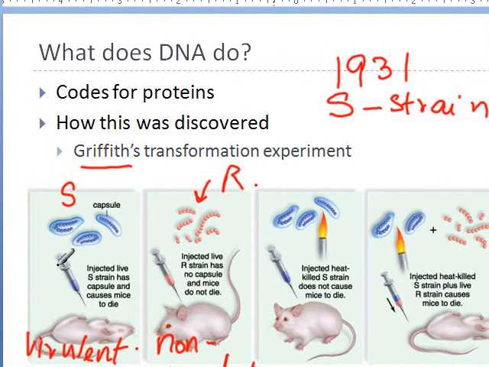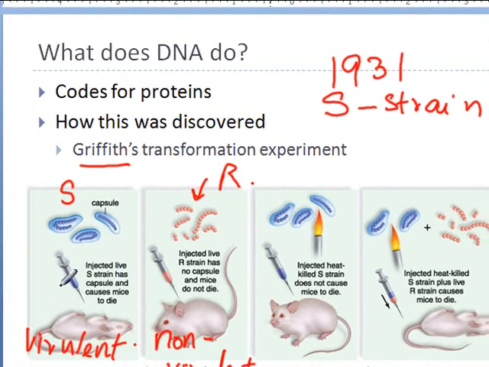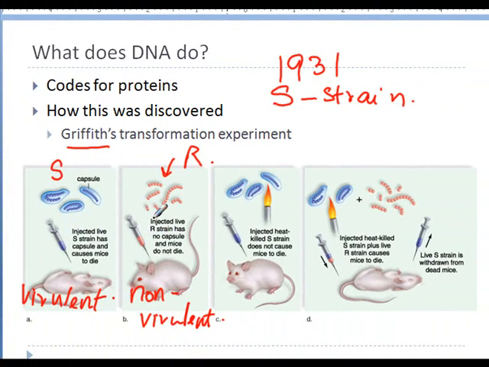Because in these two experiments, he shows injecting mice with the R strain, and the mice with the S strain is up here, and the R strain is in this example, and he shows you the virulent and the non-virulent strain. He then injected the mice with the heat-killed S strain. Now remember, the S strain is the one that is virulent. But when he used the heat-killed strain, he found that the mice did not die. How do you explain this? Heat-killed S strain does not cause the mice to die.